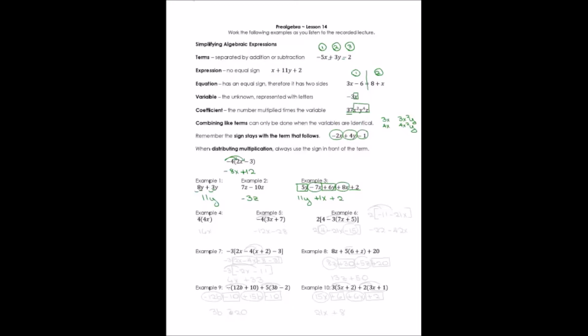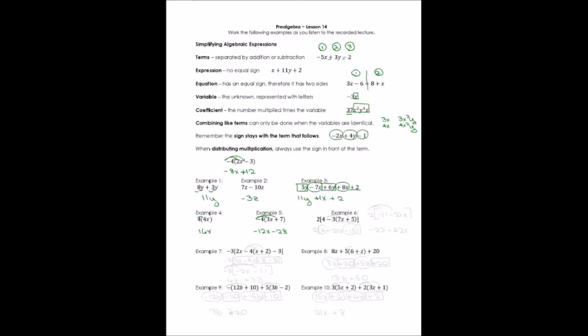Example 4 is multiplication, distribution, but there's only one term inside parentheses, so I'm going to multiply that 4 times the 4x, and I come up with 16x. Next, let's take a negative 4 and multiply it times both terms inside parentheses for number 5. Negative 4 times 3x would give me a negative 12x. Negative 4 times positive 7 would give me a negative 28.